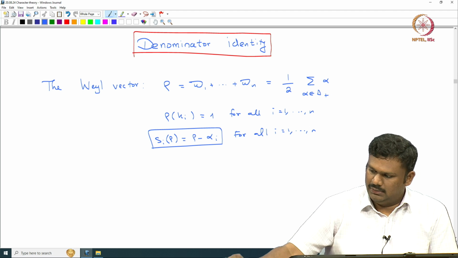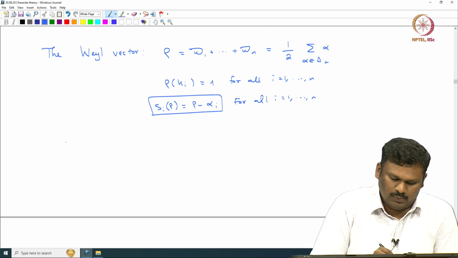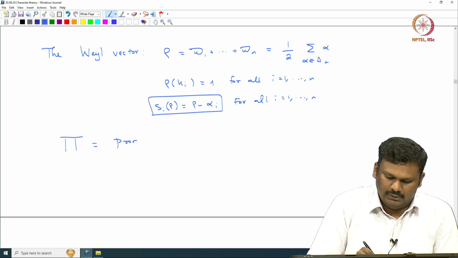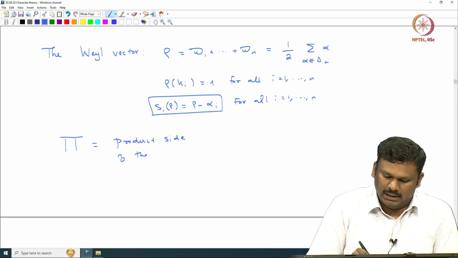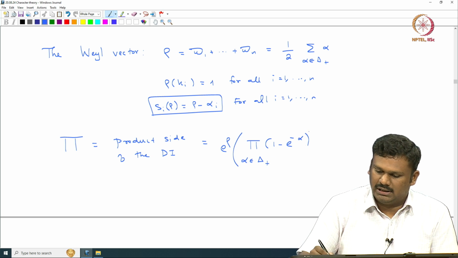So anyway, let us actually look at the product side. Let us call it pi. So this is the product side of the denominator identity. So what is this? This is exactly equal to e to the rho times the product of 1 minus e to the minus alpha, over alpha in delta plus. So this is the product side.